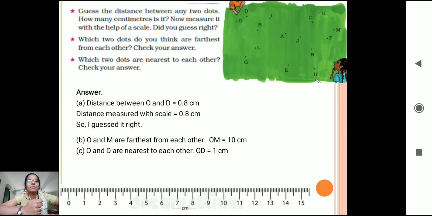Is it clear, children? So, which two dots do you think are farthest from each other? I have written here O and M, and which is the nearest? O and D. Okay. So let's move ahead in this chapter.